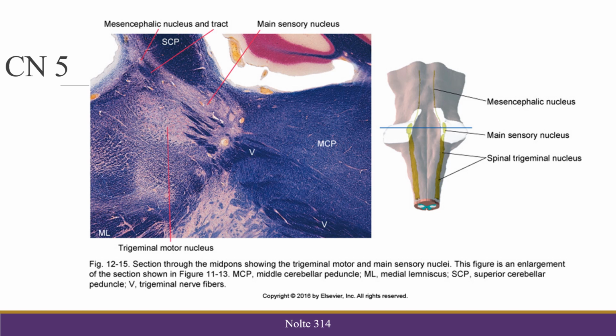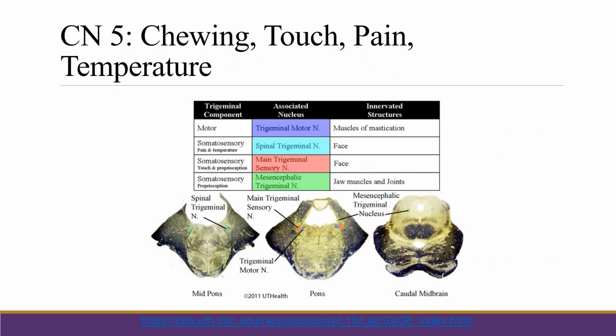Cranial nerve 5, mesencephalic nucleus and tract up at the top, main sensory nucleus. What else are we seeing here? We're seeing the cerebellar peduncles, the superior cerebellar peduncle and middle cerebellar peduncles. We see medial lemniscus, that ribbon, the DCML, dorsal columns medial lemniscus. Also spinothalamic is going to share that medial lemniscal pathway up to the thalamus as well. Cranial nerve 5: chewing, touch, pain, temperature.